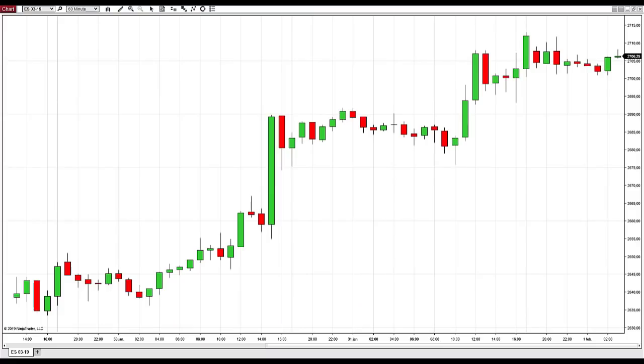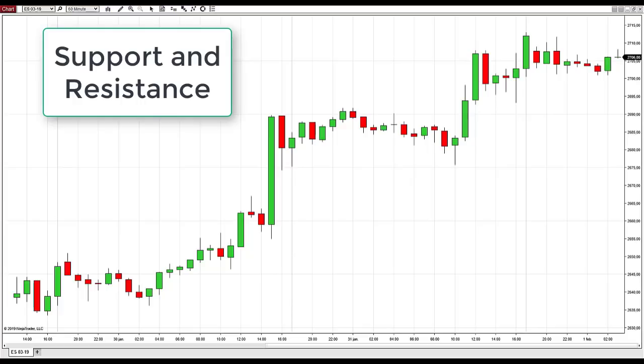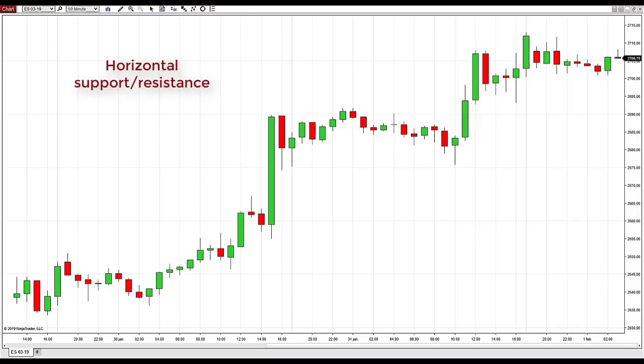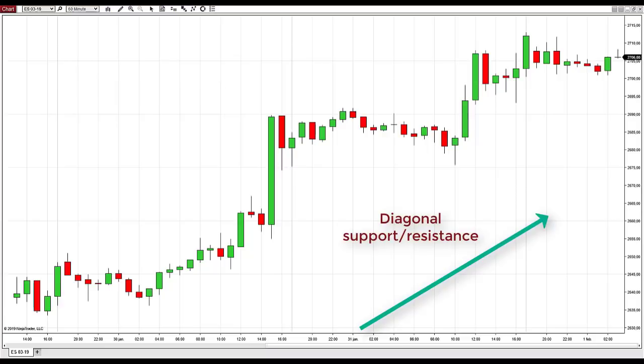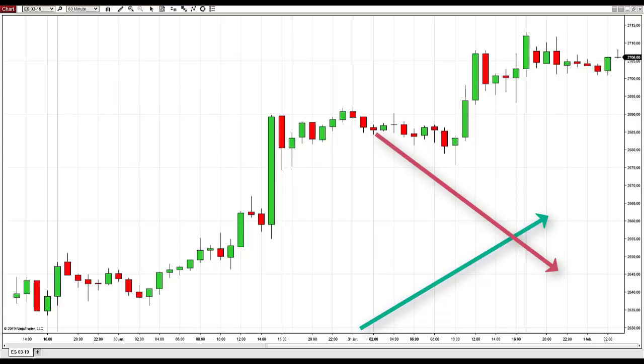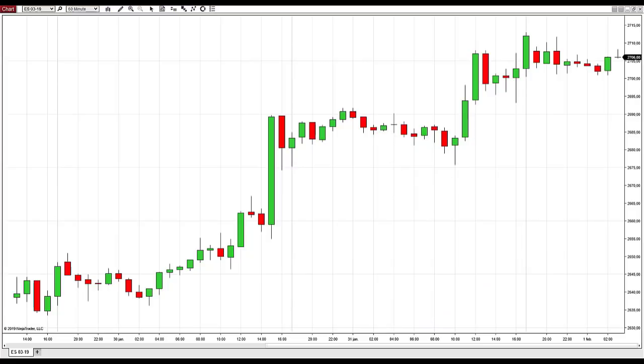In today's episode, we'll take a look at something very basic when it comes to day trading and price action. We're going to have a look at support and resistance. Today we're going to look at horizontal support and resistance. There's also diagonal support and resistance. And when I say diagonal, I mean the nature of the market when it's trending. We will have support and resistance in trends as well.